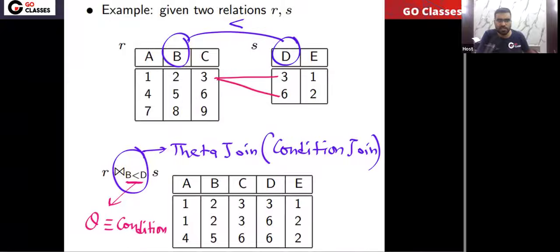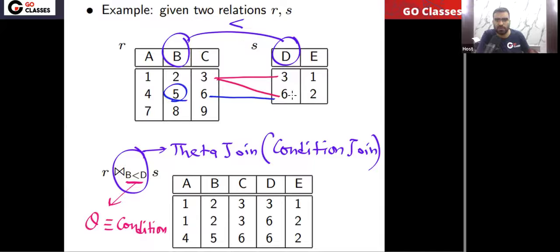What else? Please tell me what else. What about this tuple? This tuple will match with those tuples where this condition will be satisfied. B should be less than D. So here you can see this tuple will match with, B should be less than D. So yes, this will only match with this.